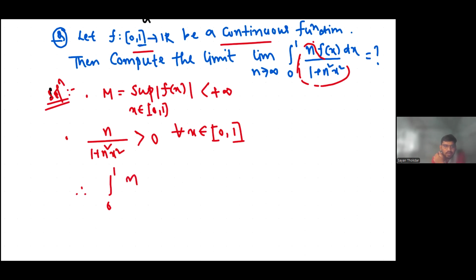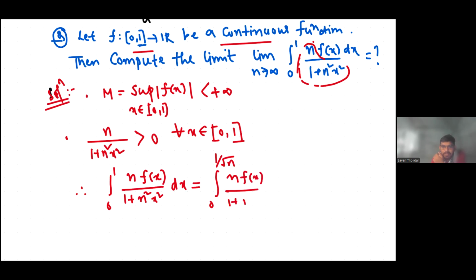Let me write slowly. That is the integral of n f(x) upon 1 plus n square x square dx, and that is equal to the integral from 0 to 1 by root n of n f(x) upon 1 plus n square x square dx, plus the integral from 1 upon root n to 1 of n f(x) upon 1 plus n square x square dx.